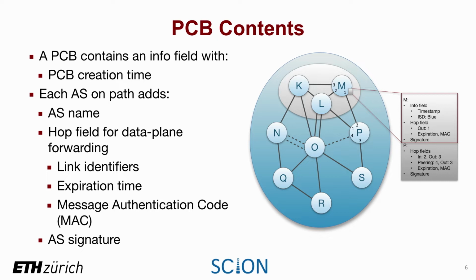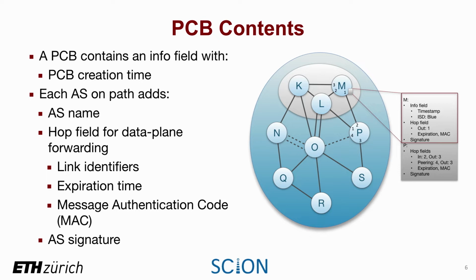Each AS also adds its AS name. In this case, M originates the PCB and adds its own name M. And then also hop fields that are later used for data plane forwarding. And these hop fields contain link identifiers, expiration time, and message authentication codes. Finally, also an AS signature secures each part of this PCB message.